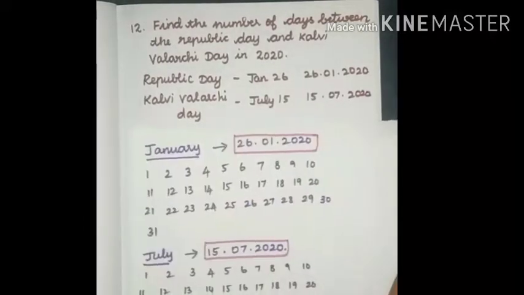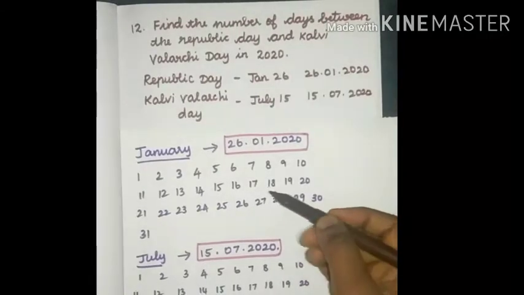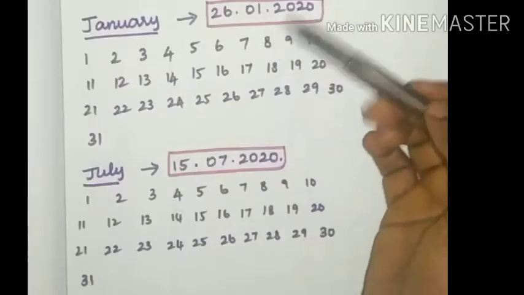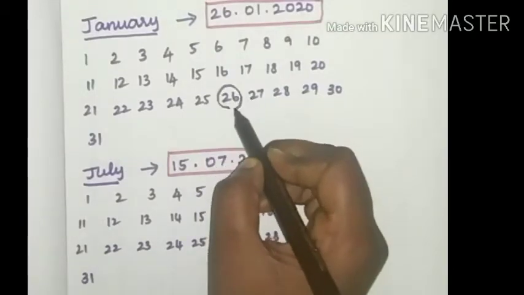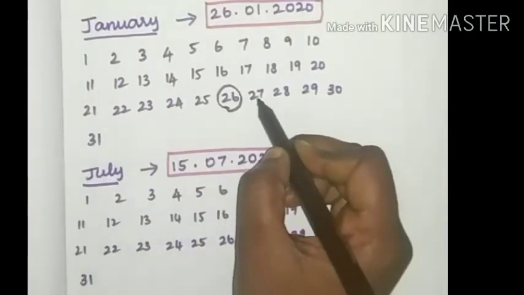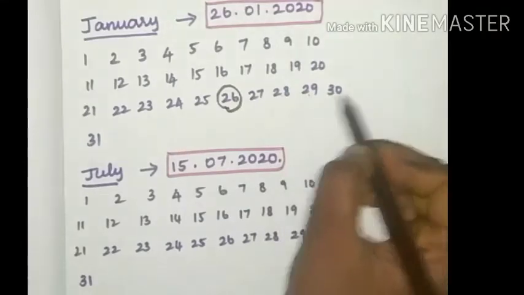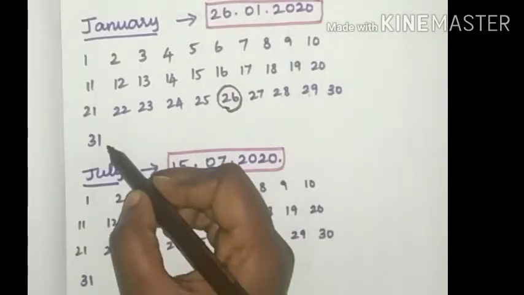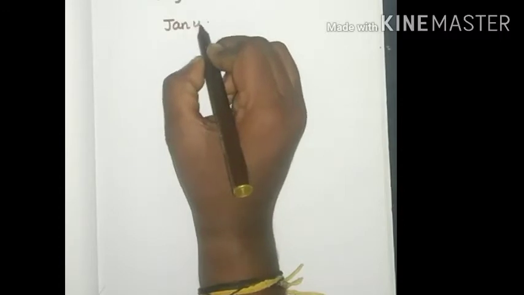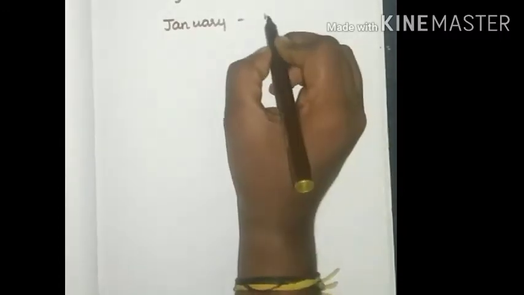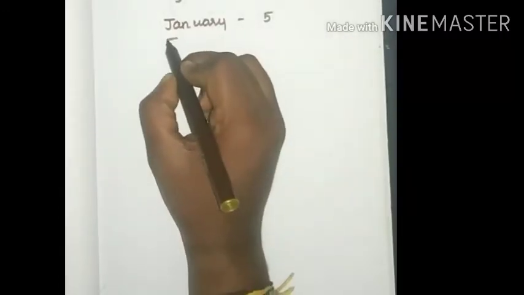See, in the month of January, we have to find how many days after 26. 26 is the Republic Day. 27, 1, 2, 3, 4, 5. So in the month of January, we have 5 days. Let's write January equal to 5 days.